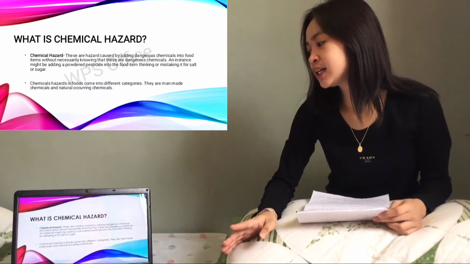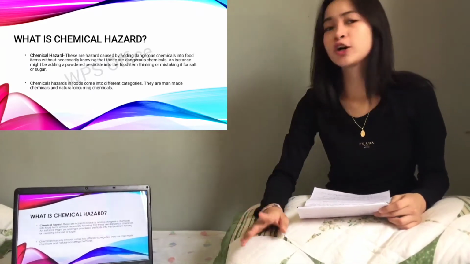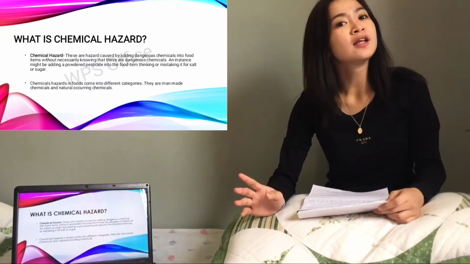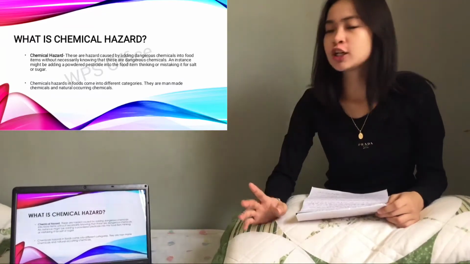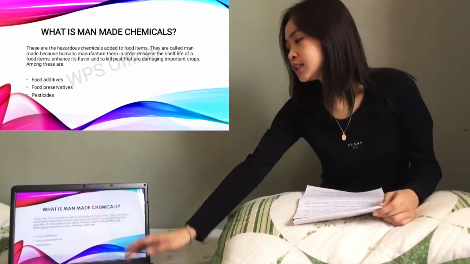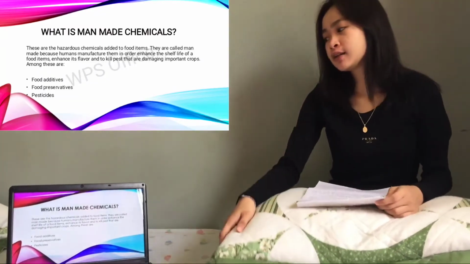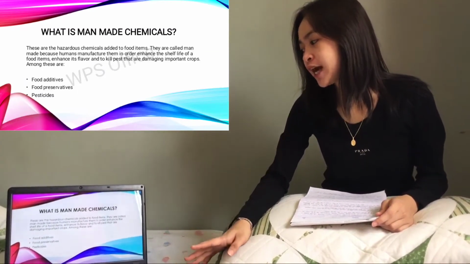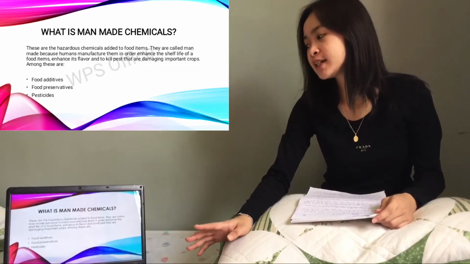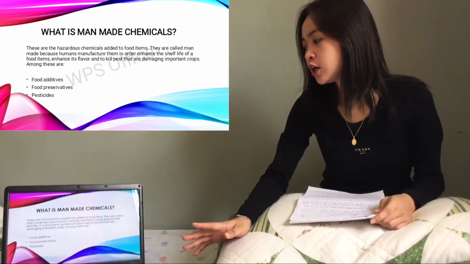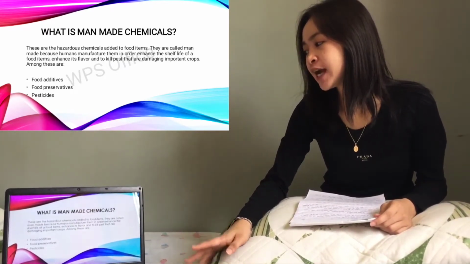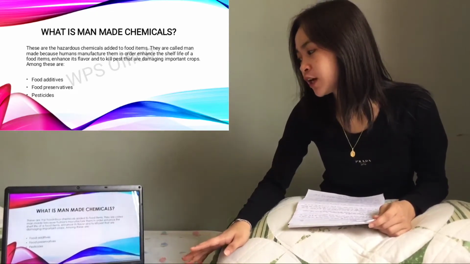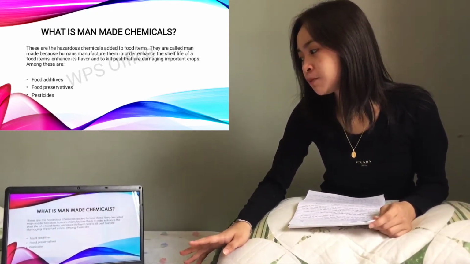So chemical hazard in food comes in different categories. There are man-made chemicals and naturally occurring chemicals. So first, let's talk about man-made chemicals. These are hazardous chemicals added to food items. They are called man-made because humans manufacture them in order to extend the shelf life of food items, enhance their flavor, and kill pests that are damaging important crops.